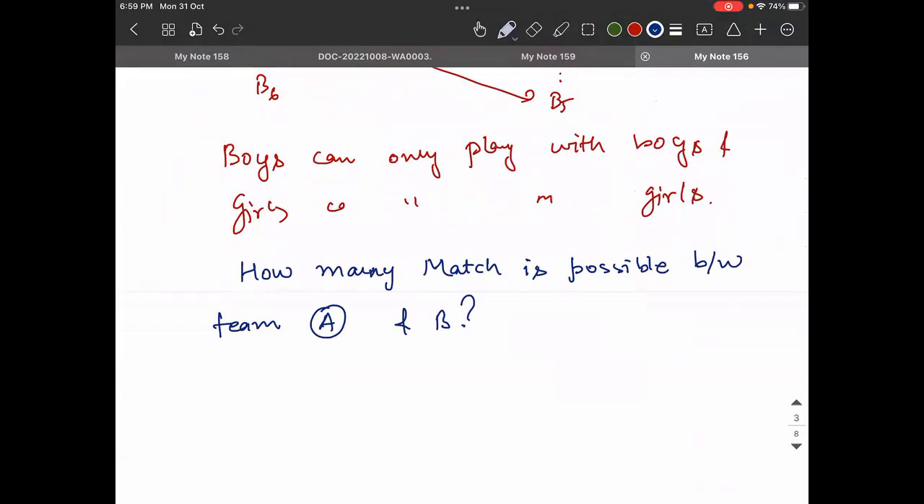So how will you select the number of boys from team A? There are 6 boys, so there can be 6. Okay, first you give it a try. Girls will also play with girls, remember that. Show me your solution. Yeah, correct.